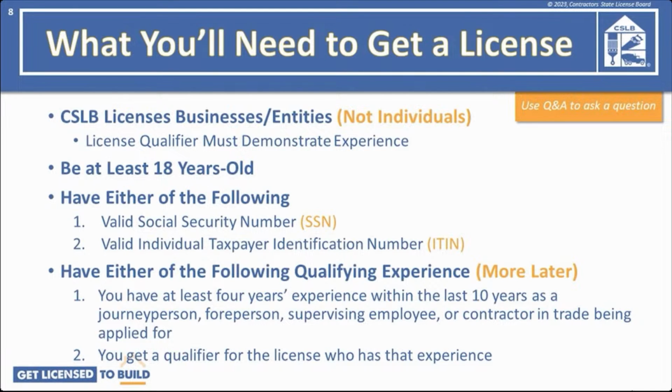Here is the short list of minimum qualifications you will need. You must be at least 18 years of age. You must have either a valid Social Security number or a valid Individual Taxpayer Identification Number or ITIN. You can qualify the license in one of two ways. First, you can qualify the license by having at least 4 years experience within the last 10 years as a journeyperson, foreperson, supervising employee, or contractor in the trade being applied for. Or you can also get a qualifier for the license who has that required experience.